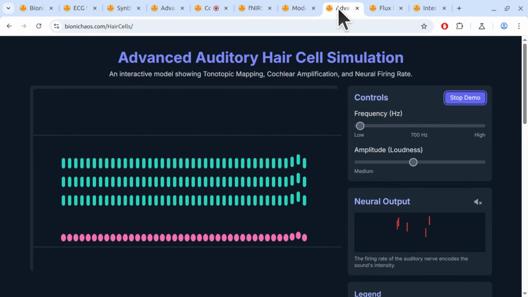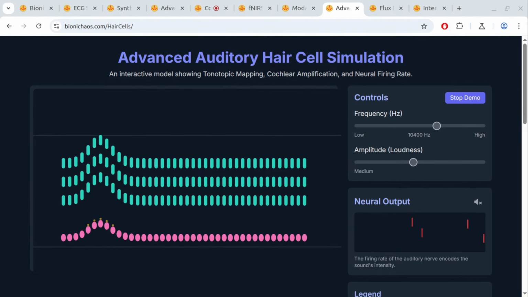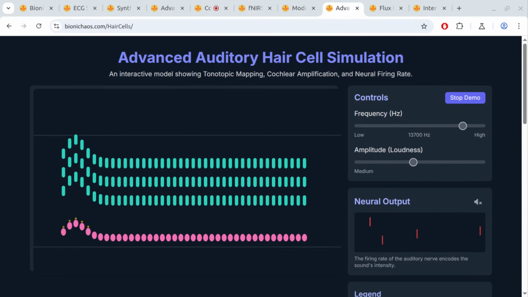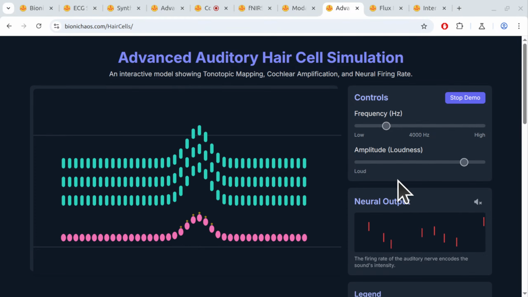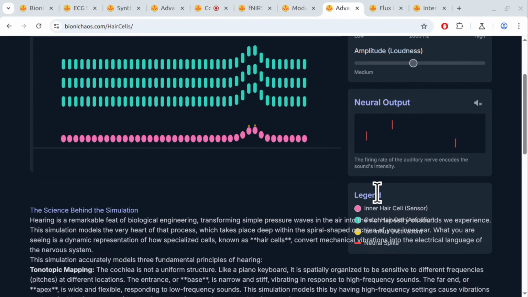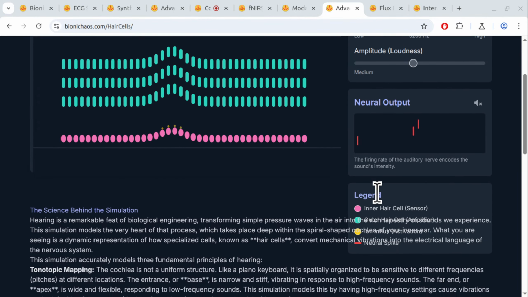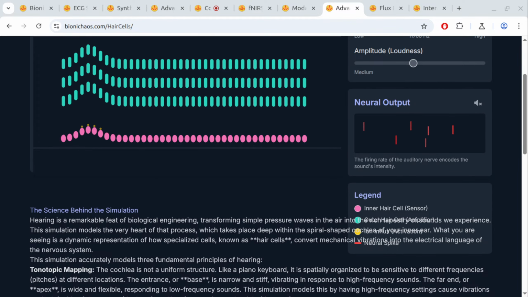Okay, and how about this one? Now you're looking at a different website displaying an advanced auditory hair cell simulation. It shows a model of tonotopic mapping, cochlear amplification, and neural rate, with controls for frequency and loudness. Can you tell me what's wrong with the legend? The legend is partially covering the simulation display, obscuring part of the visual.